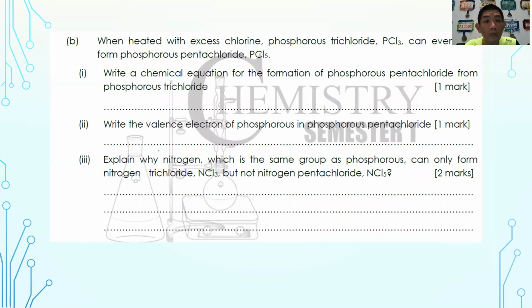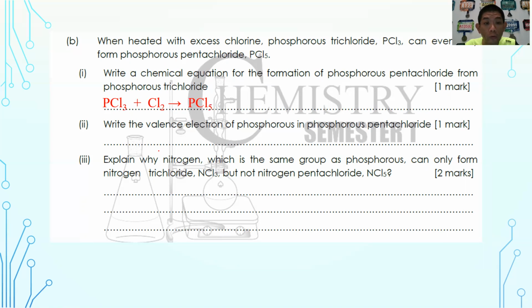Immediately we go to 1B. When heated with excess chlorine, phosphorus trichloride can eventually form phosphorus pentachloride, PCl5. Write a chemical equation for the formation of phosphorus pentachloride from phosphorus trichloride. So you write the equation PCl3 plus Cl2 gives PCl5. Do you need to write the state of matter? Up until here, we're not yet really stressed on the state of matter, so even if you don't write it, it is okay. But the most important part in writing a chemical equation is balancing. This one is pretty obvious, this is how you balance it.